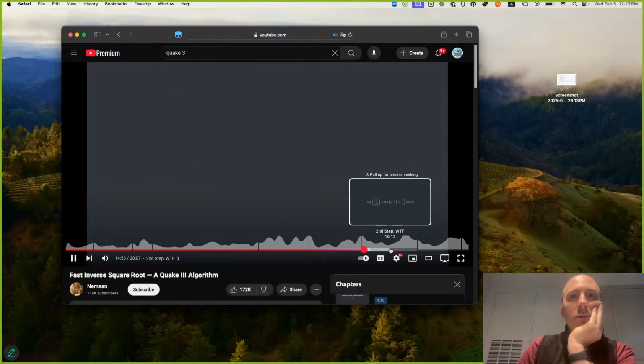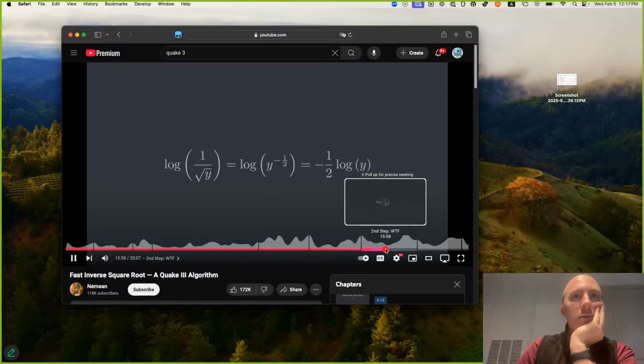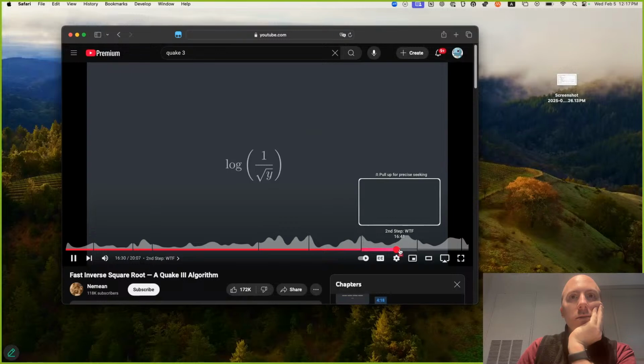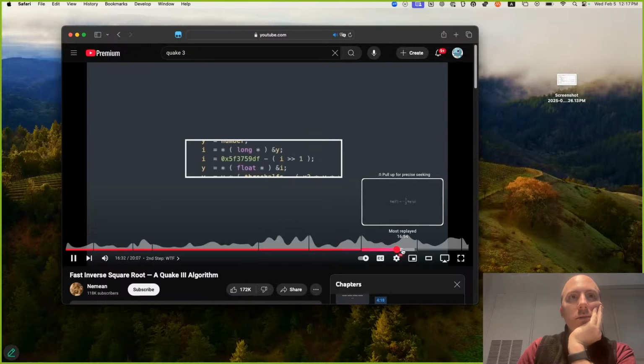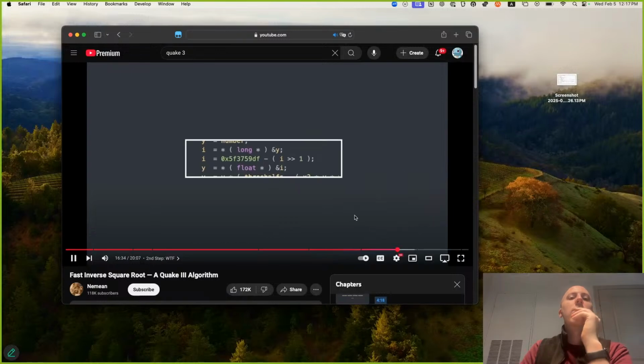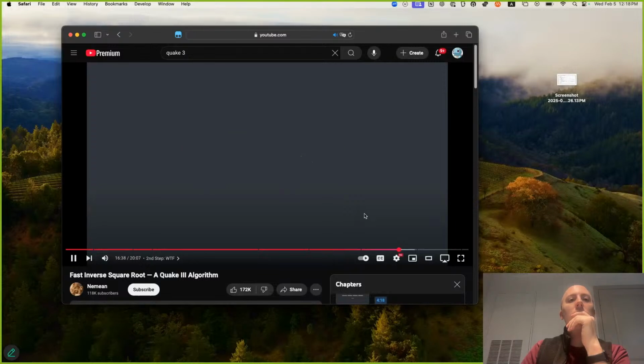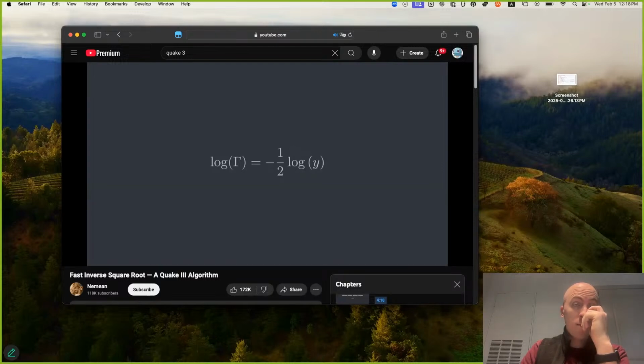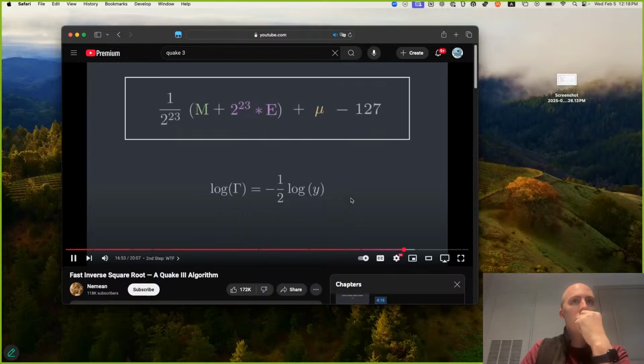The intuition behind the second step is the division in there. Why the log of 1 divided by this here again? Well, because our logarithm is actually scaled and shifted. So let's calculate and understand where it comes from. Let gamma be our solution. Then we know that log of gamma equals log of y to the power minus a half, which equals minus a half times log of y. Now we replace the logarithm with the bit representation.